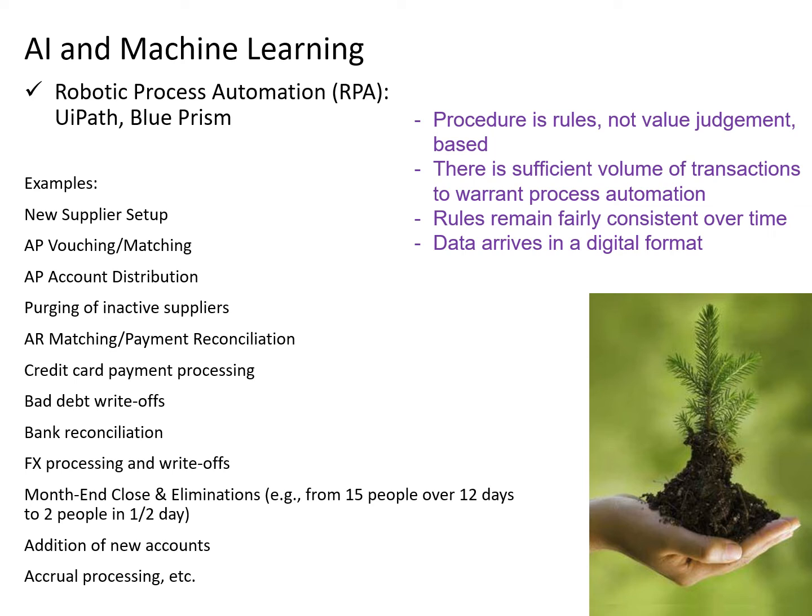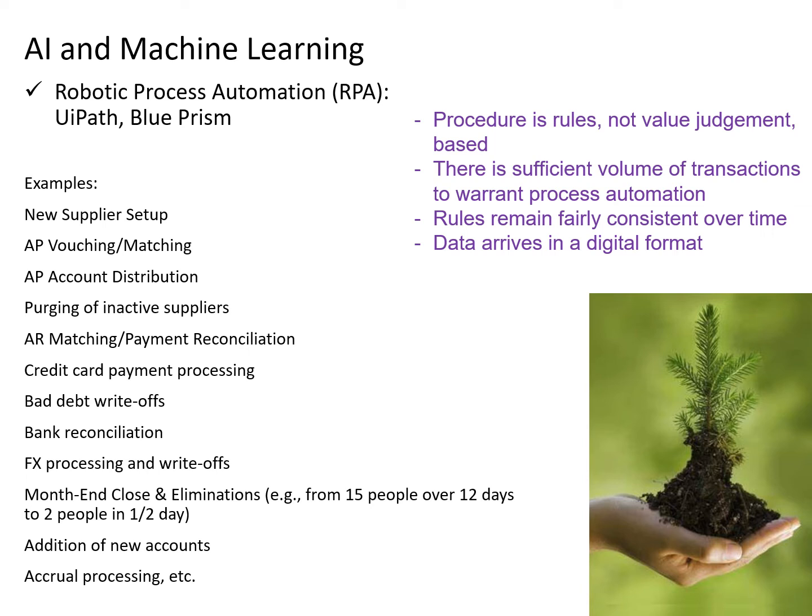So the machine learning can happen because there's a lot of examples of what's normal, and the rules remain fairly consistent over time. And notice the data comes in digital format. So here are some examples of what is being transformed with RPA.